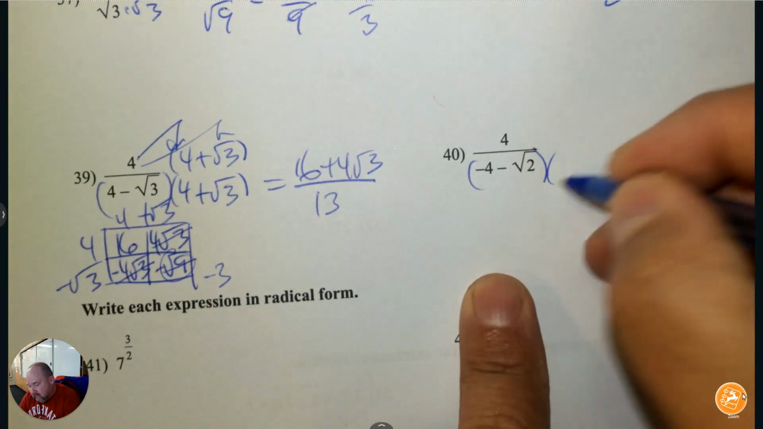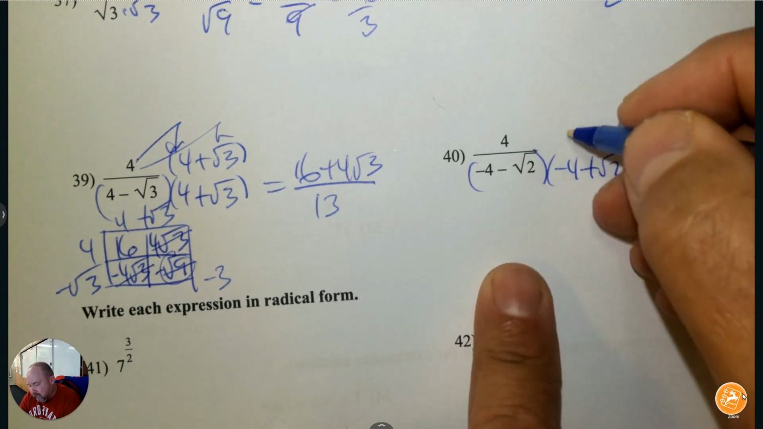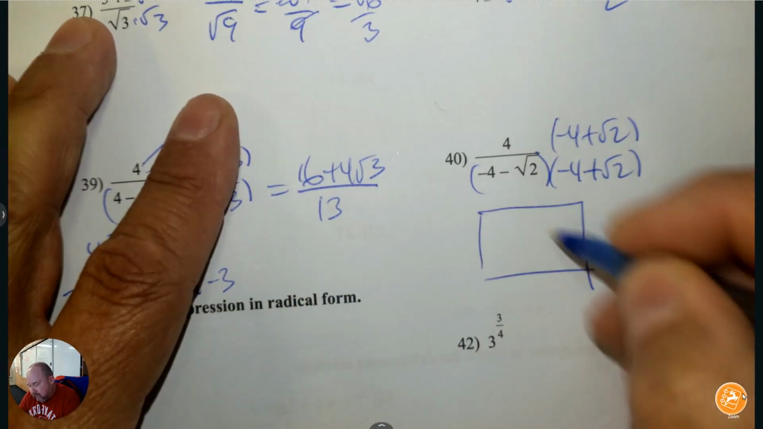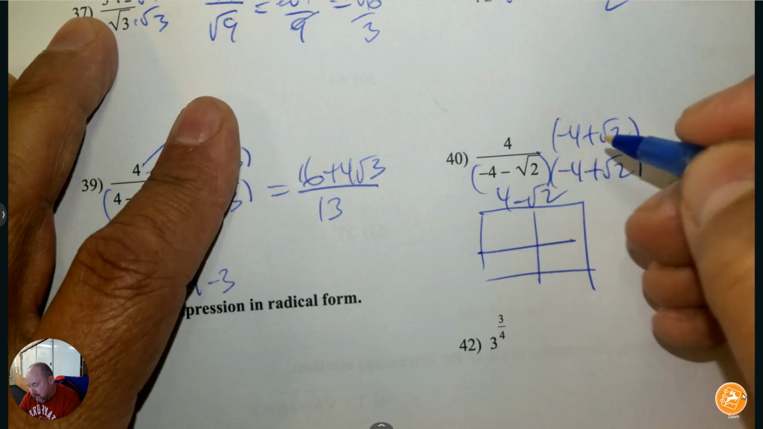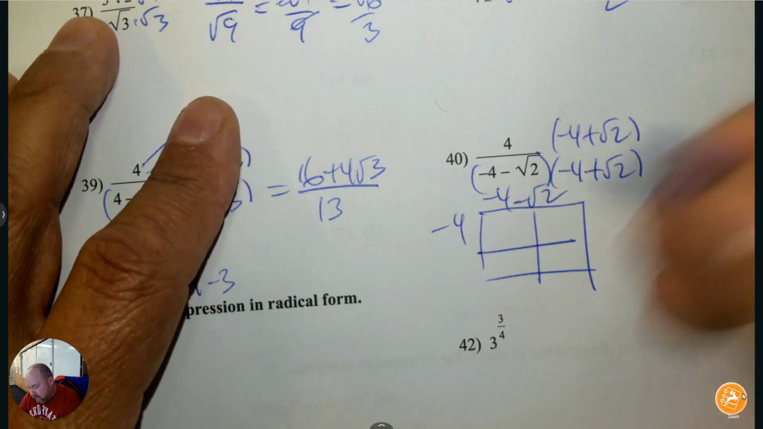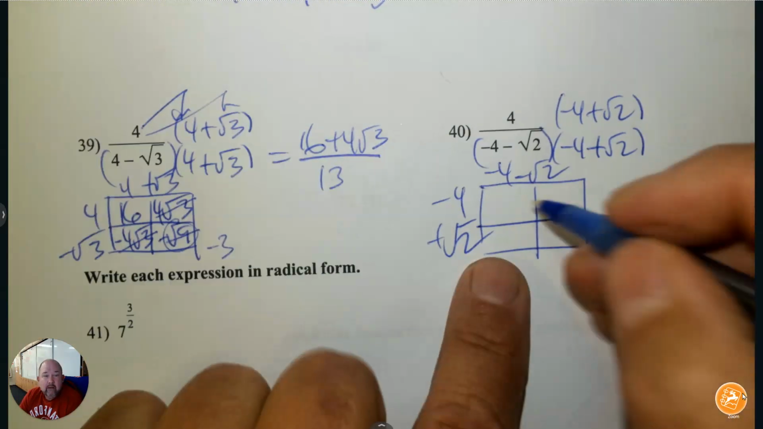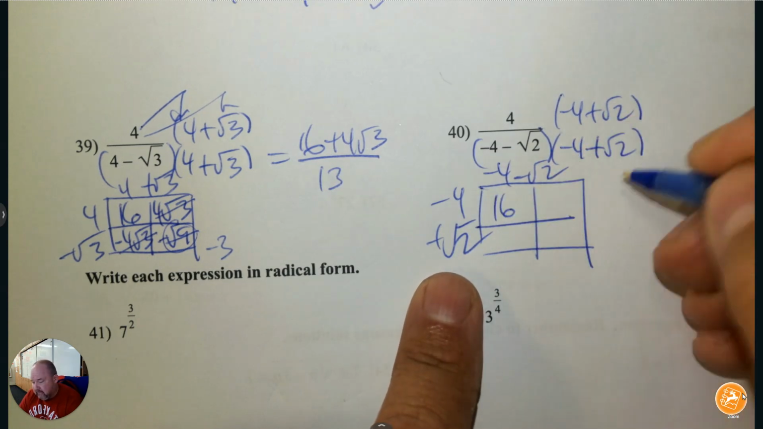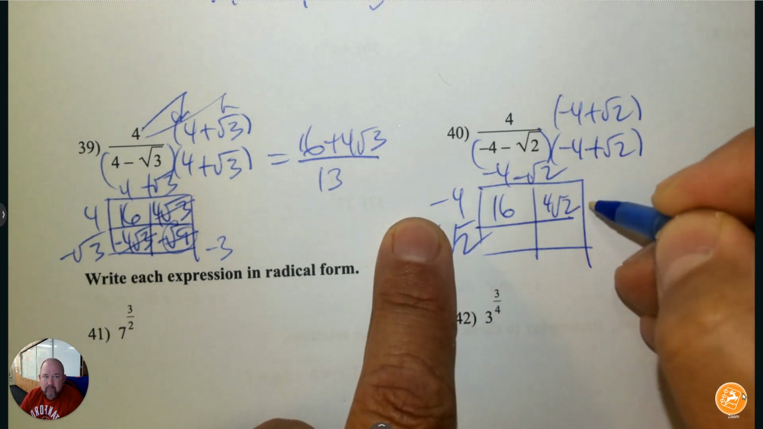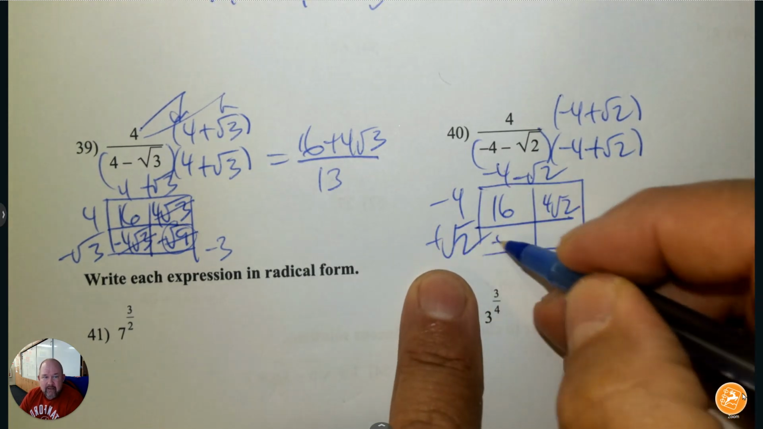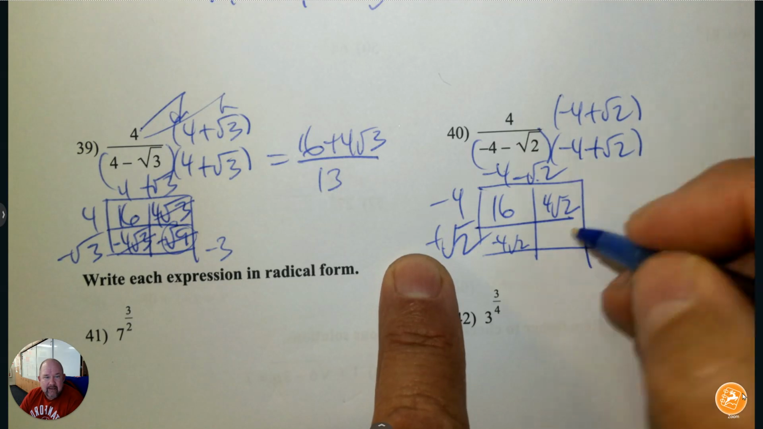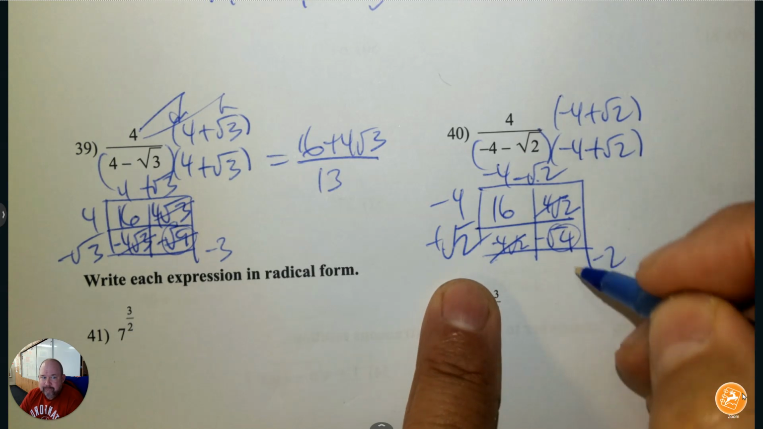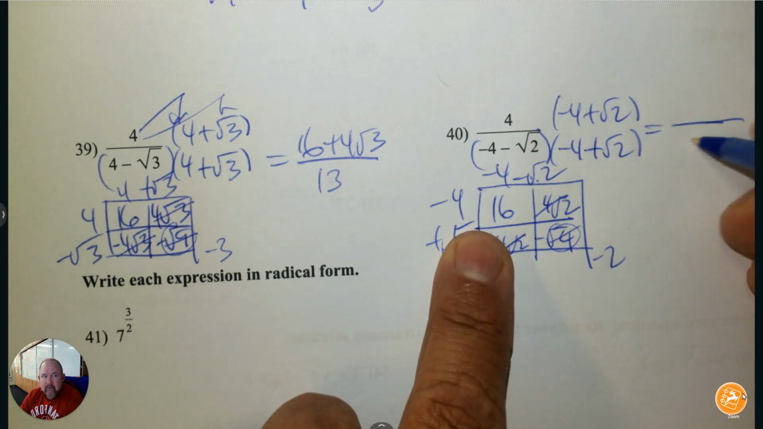Again, I need to do a binomial with the opposite sign. So instead of subtracting, we're adding top and bottom. Again, we're going to draw a box to FOIL out the denominator. And then multiply. Press pause and try. So a negative times a negative, positive 16. A negative times a negative, positive 4 root 2. A negative times here is negative 4 root 2. And then that's negative root 4. So these cross out. Square root of 4 is 2. So 16 take away 2 is 14.